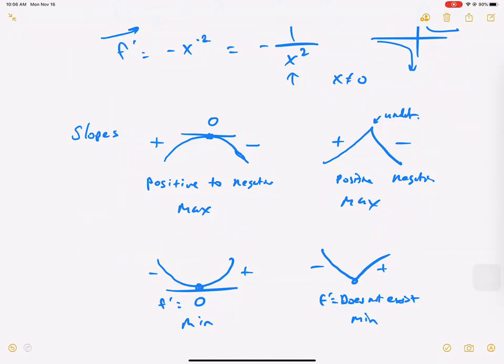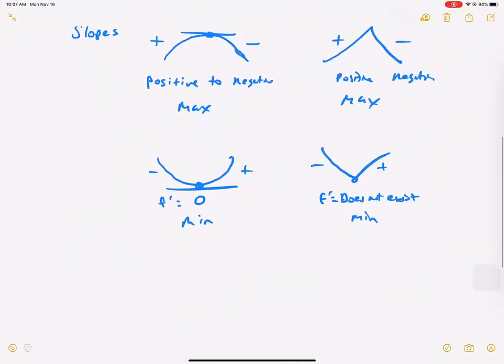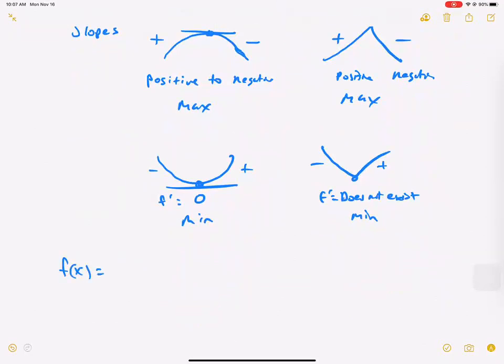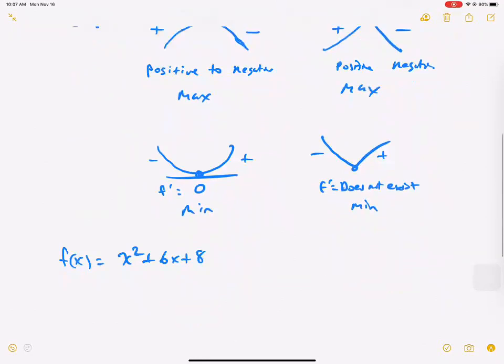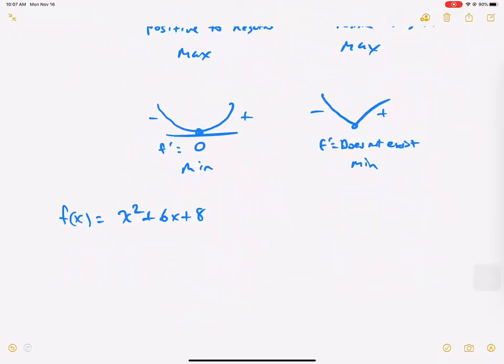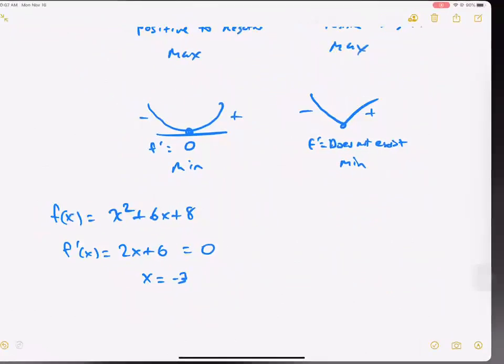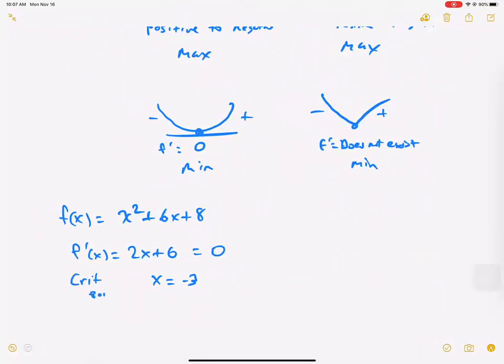So things that we want to be aware of. So we automatically know it. A dumb example of this is us just doing a quadratic. If I say f of x equals x squared plus 6x plus 8, we want to see if we have a critical point. Take the derivative, make this equal to 0. We know we have x at -3 is a 0 there. So we have a critical point. But the problem is we don't know if it's a max or min yet.